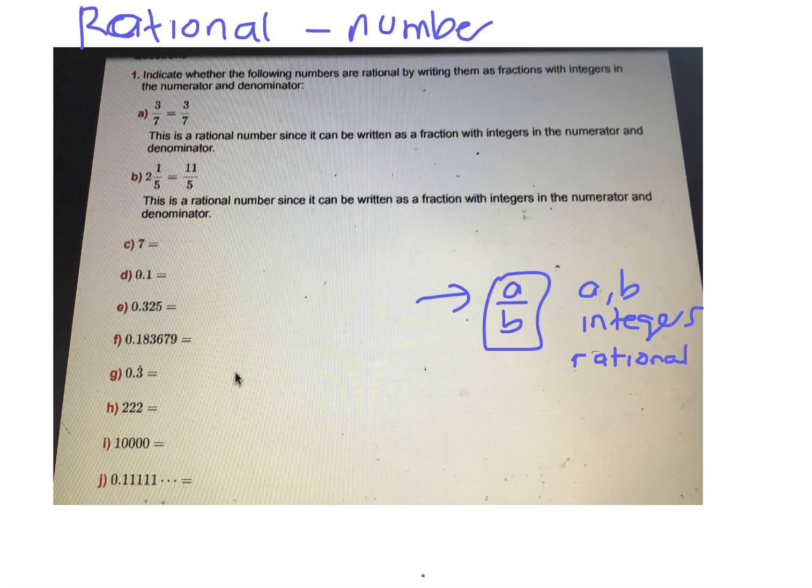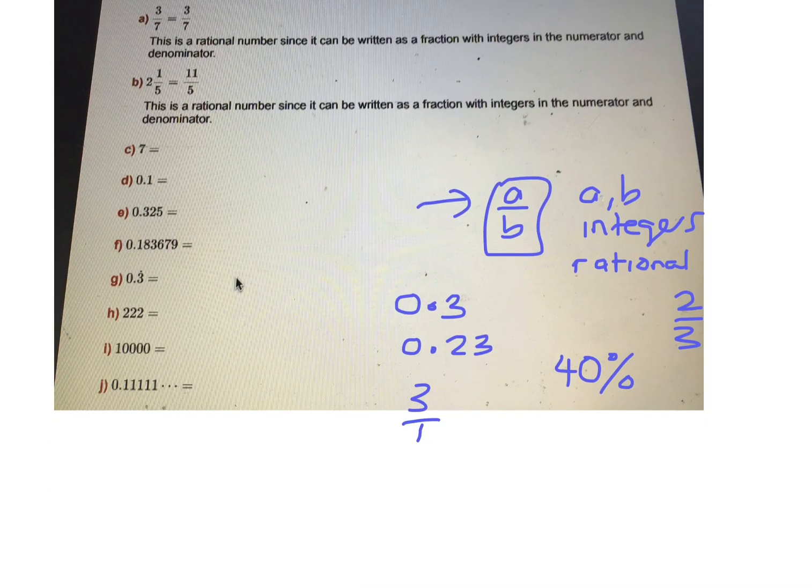Okay, so any decimals like this that are terminating are rational. Any whole numbers are rational because you can write them as fractions. Percentages are rational. Fractions are rational, obviously, because you can write those as fractions. Now, recurring decimals, they can also be written as a fraction.